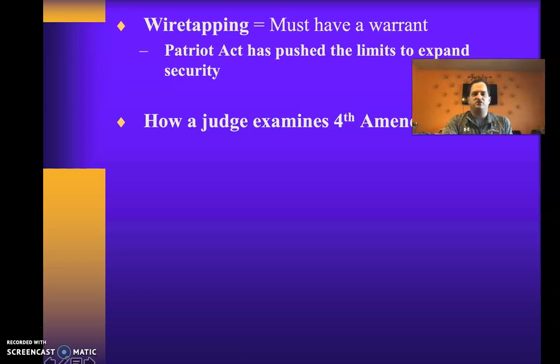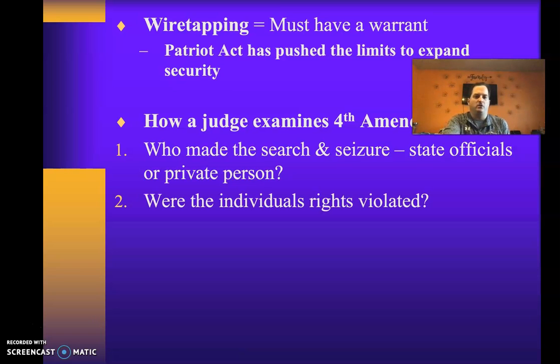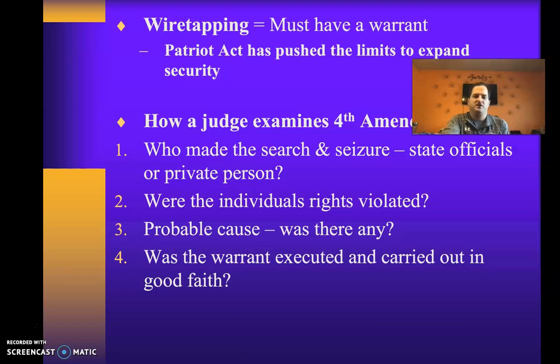And in the end, how does the judge look at it? Well, who made the search? Was it the government or a private person? Were your rights violated? Was there probable cause? Did they have a warrant? And does the exclusionary rule apply? And if not, they're going to allow the evidence to exist.